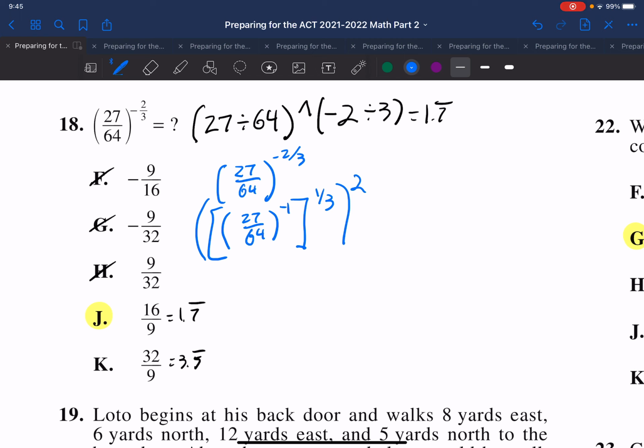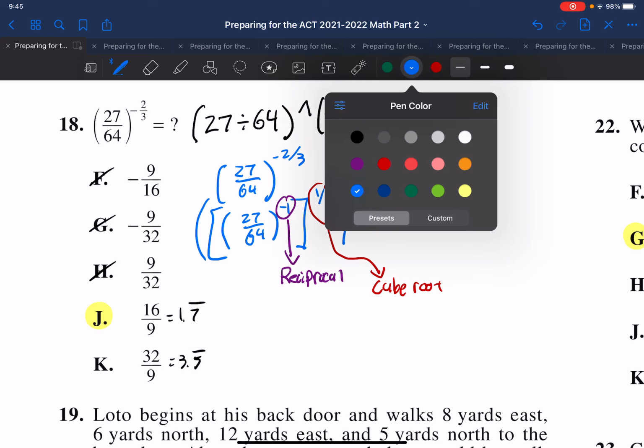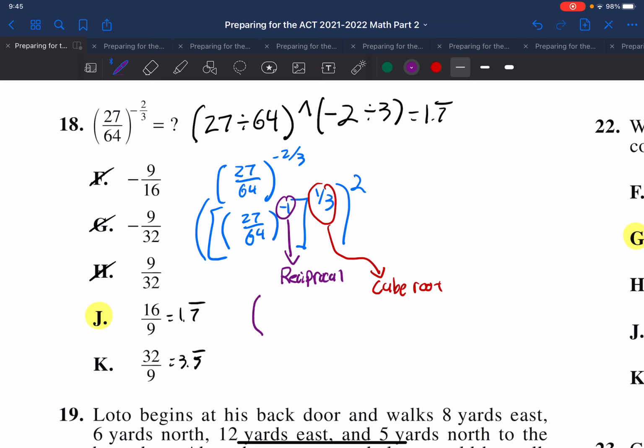What we do is work from the inside out. So what does this negative 1 exponent do? This takes the reciprocal. So then what about the 1/3? That is the cube root. And then the last one, the 2, well, that's just squaring it. So if we do the first thing, we take the reciprocal, that means we just take the fraction and we flip it.